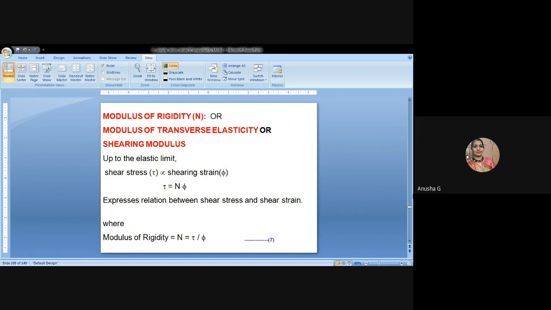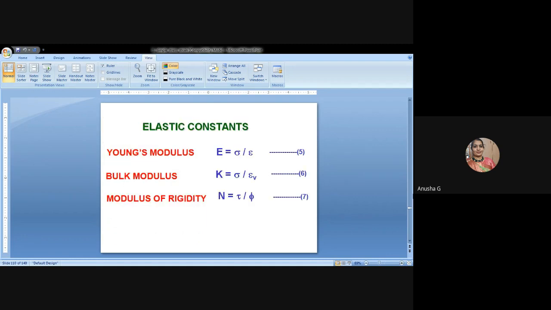Shear stress is denoted as tau and shearing strain is denoted as phi. Tau is directly proportional to phi. For the constant of proportionality, we take one constant, so tau equals N into phi. This expression, the relationship between shear stress and shear strain, gives us the modulus of rigidity N. Modulus of rigidity N equals tau by phi. Tau is the shear stress and phi is the shear strain.